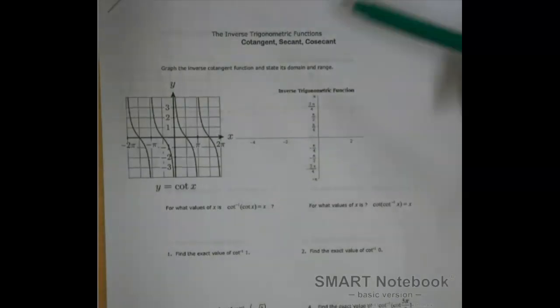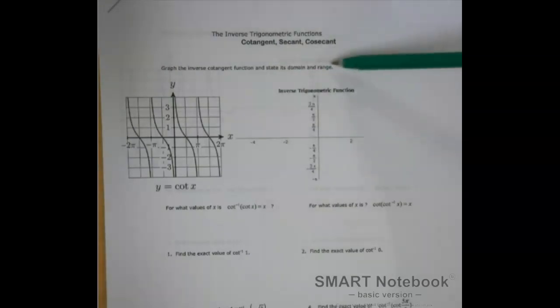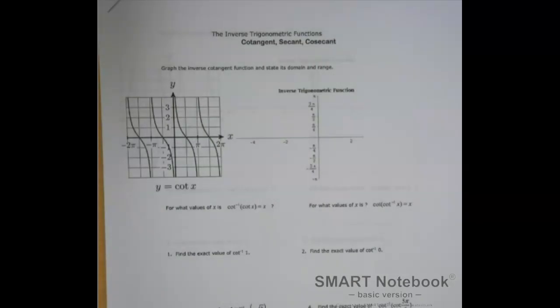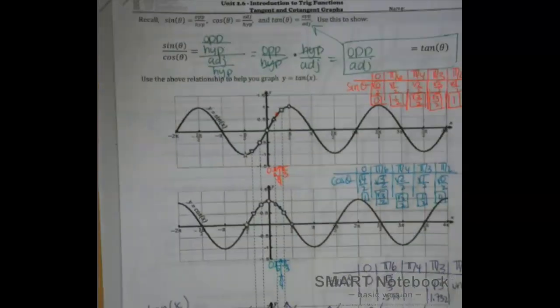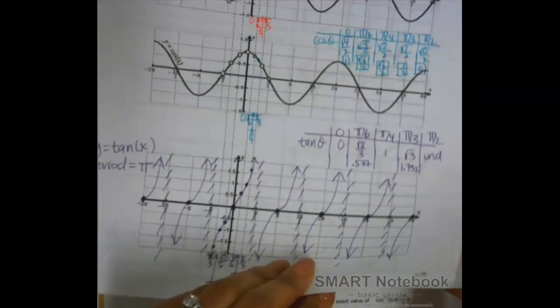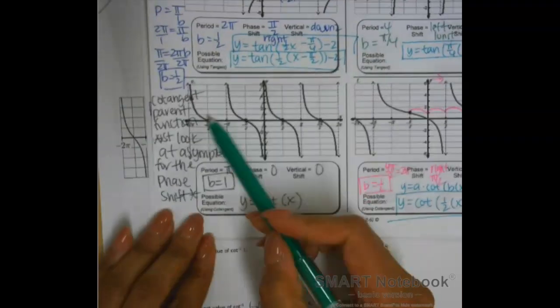Okay, so it says first, graph the inverse cotangent function and state its domain and range. Well, I did you a favor and I already graphed the cotangent graph. I want you to think back to when we looked at cotangent when we were graphing it out. I graphed out the original tangent graph, and one of the questions that we were looking at in this packet was cotangent.